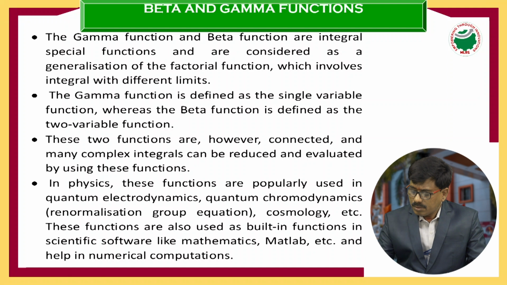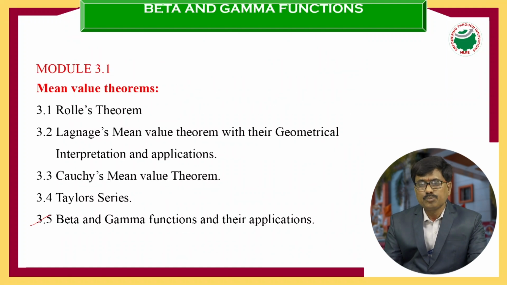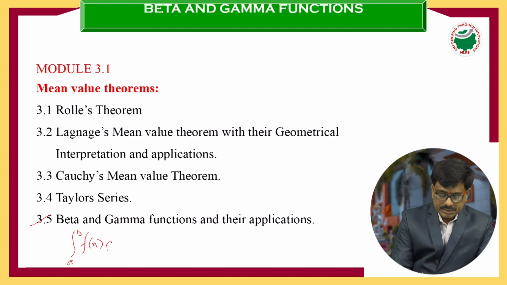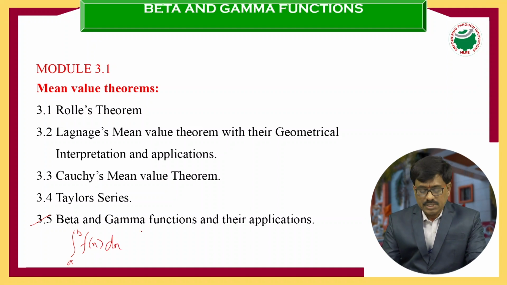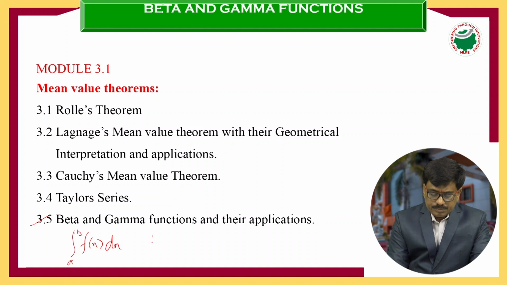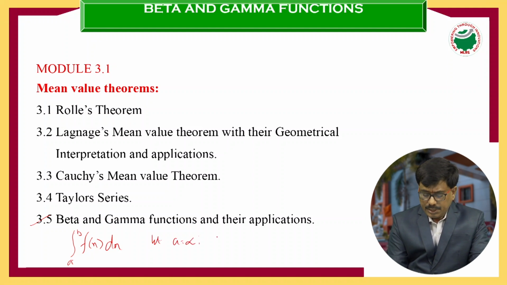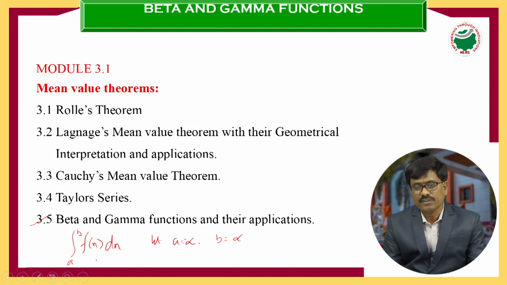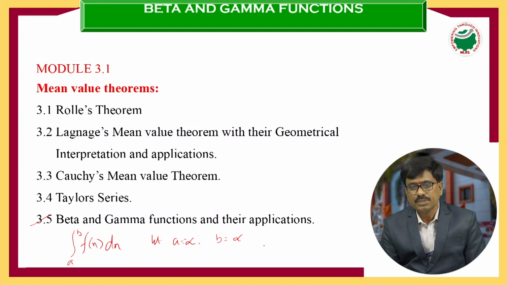And also let us talk about the improper integral. What is an improper integral? It is an integral from a to b of f of x dx, where let us assume a equal to minus infinity and b equal to plus infinity. In between these values, the function is not finite and also not bounded. Therefore, such functions come under an improper integral.